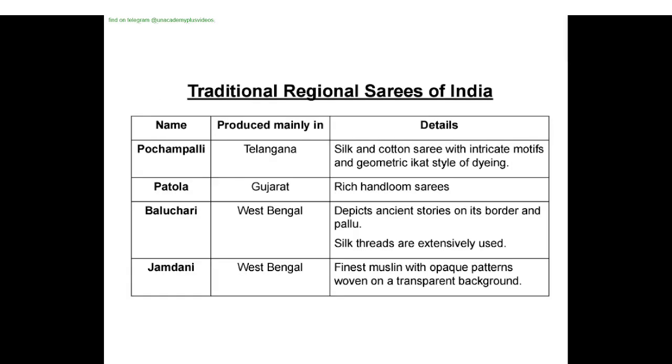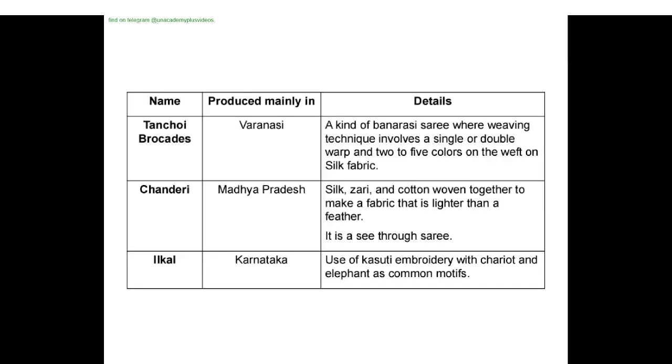Traditional regional saris of India. Pochampalli from Telangana, silk and cotton sari with intricate motifs and geometric ikat style of dyeing. Patola saris of Gujarat, rich handloom saris. Baluchari, West Bengal, depicts ancient stories on its border and pallu. Silk threads are extensively used. Jamdani sari of West Bengal, finest muslin with opaque patterns woven on a transparent background.